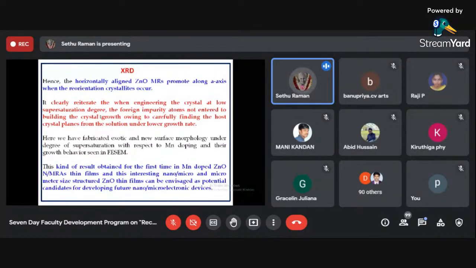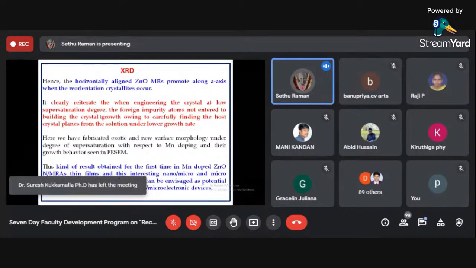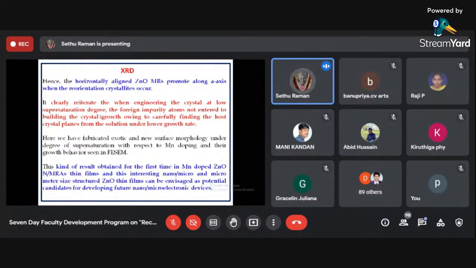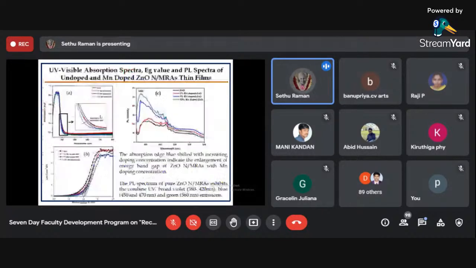So here we have fabricated an exotic new surface morphology under a degree of supersaturation with respect to Mn doping, and the growth behavior is seen in the FESEM. This kind of result was obtained for the first time for Mn doped ZnO nano-microrods. This interesting nano-microrod structure, from micrometer size to nanostructure of ZnO, is useful for developing future nano and microelectronic devices. This is the UV-visible spectra and the PL spectra of doped ZnO nano-microrods, which is increased.